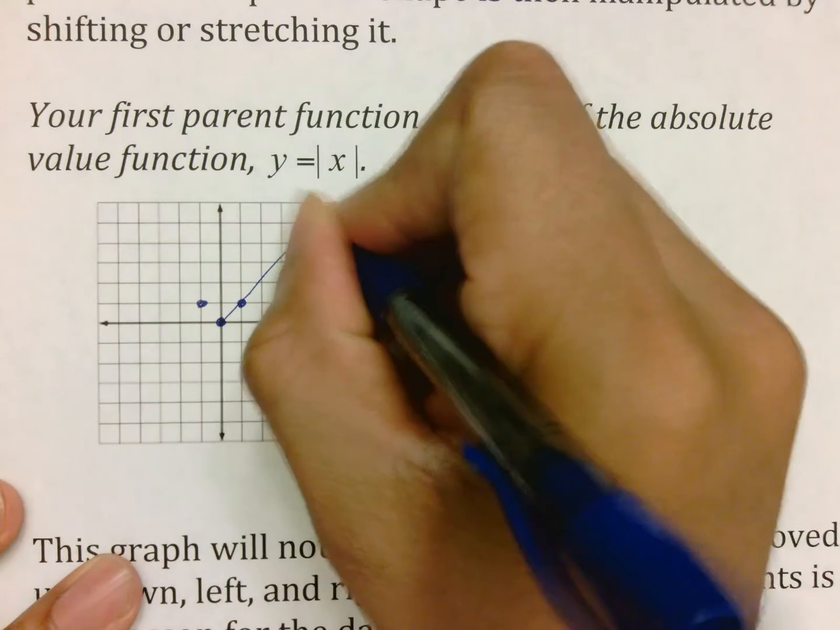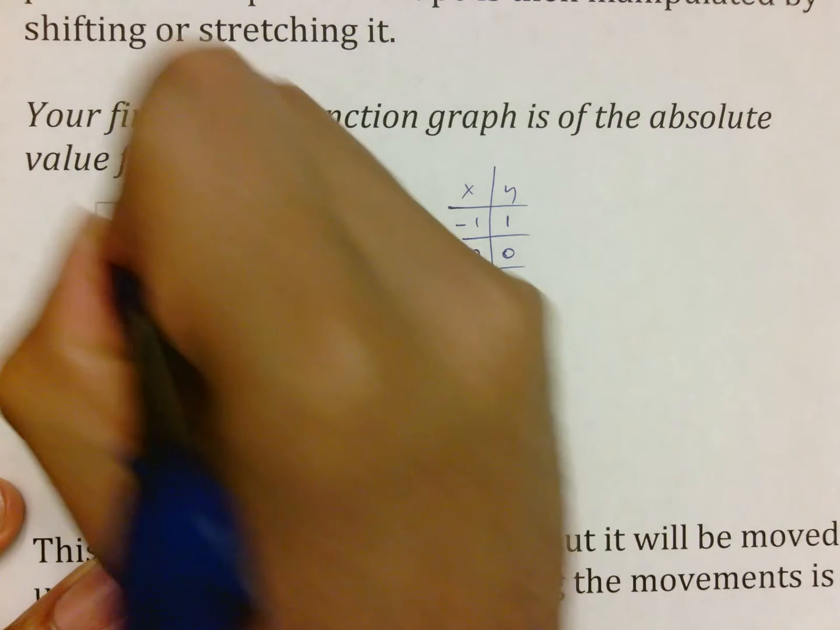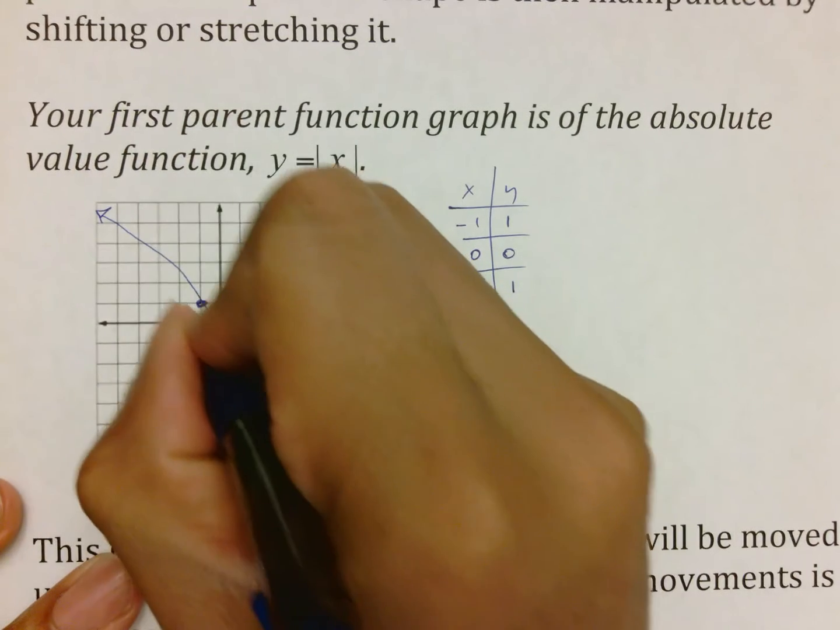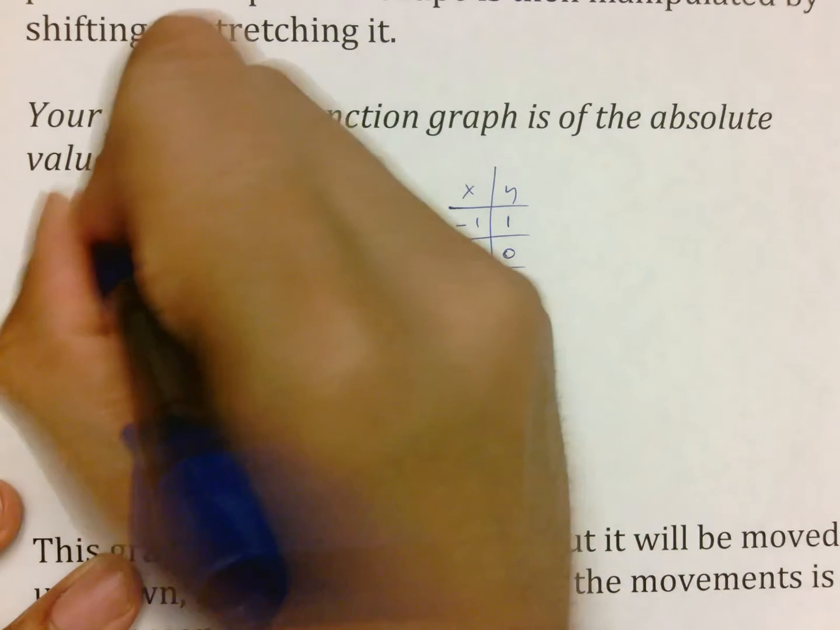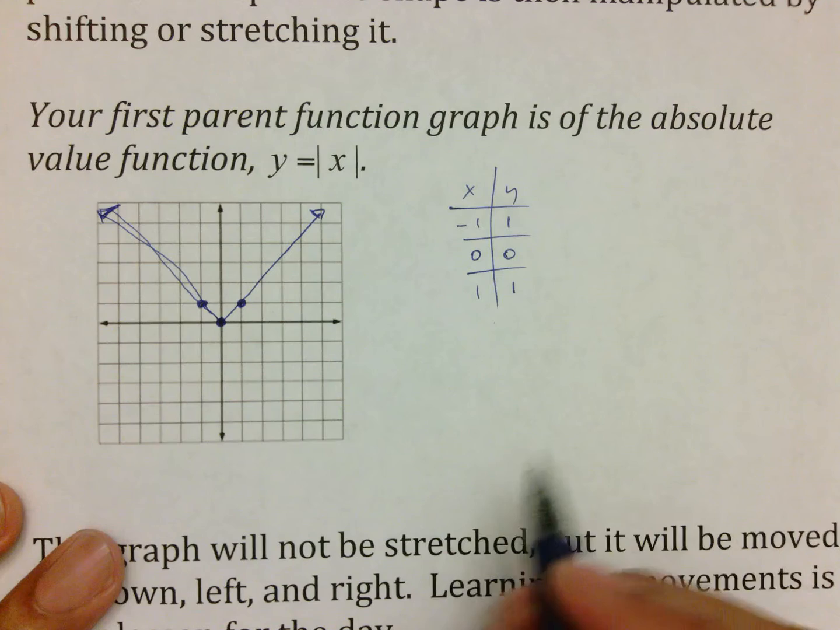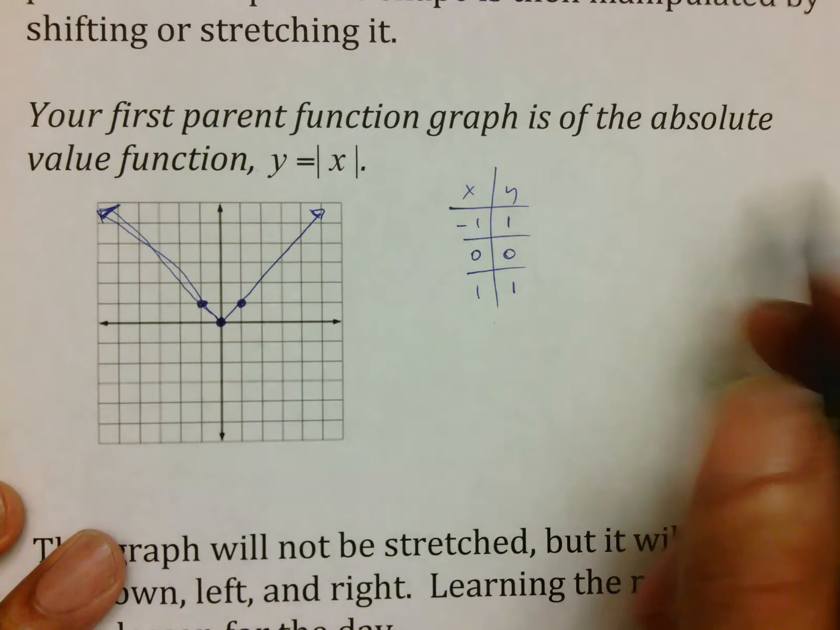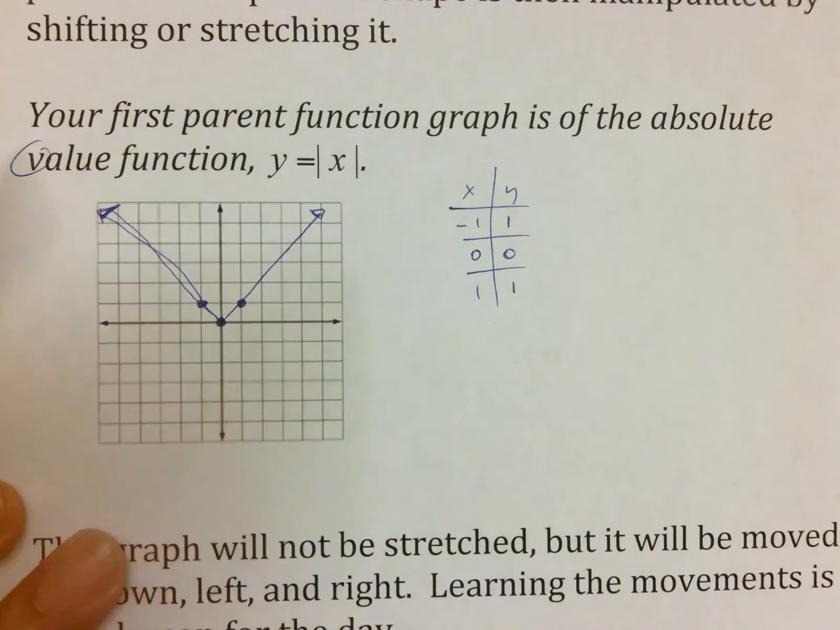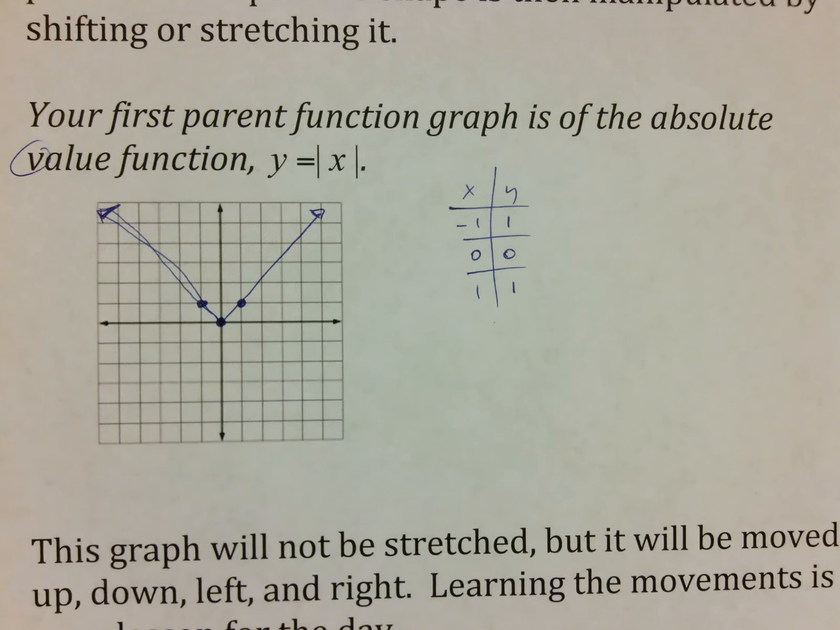And what you do from that is you attach those two sets of lines. It shouldn't look that bad on your notes, but it's just a V. Pretty much the absolute value function is a V. The way I remember that is that it's absolute value, and it's the only graph that is shaped like a V. So again, absolute value is shaped like a V, and that would be your parent function.